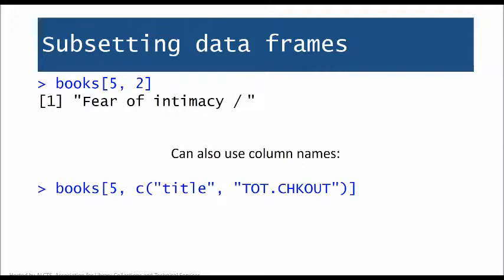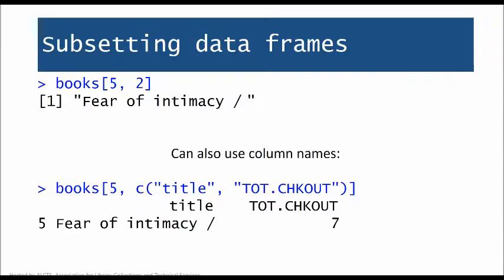You can also use column names for that. So I can say the books subset, get the 5th row down, and then c, you have to use that c to do a combination. So you're creating your own little mini vector in there, a combination of title and total checkout. And that's going to print out your title and your total checkouts.